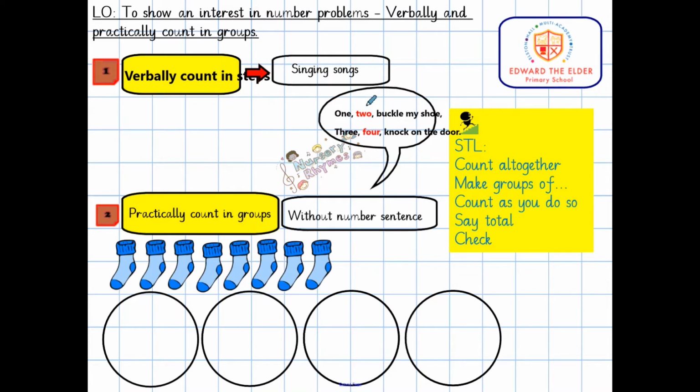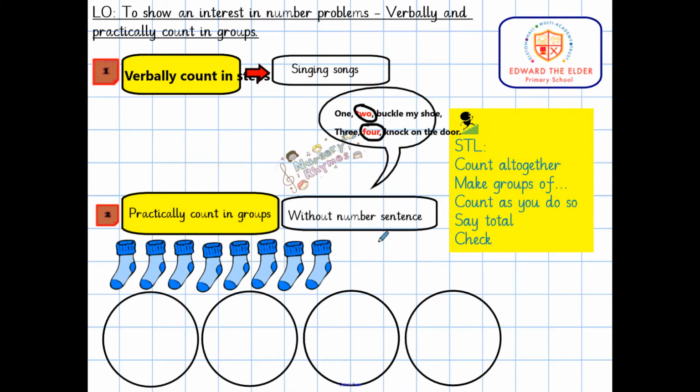Number 1. Verbally counting in steps by singing songs. We use a variety of number rhymes in nursery to do this. For example, 1, 2, knock on my shoe, 3, 4, knock on the door.